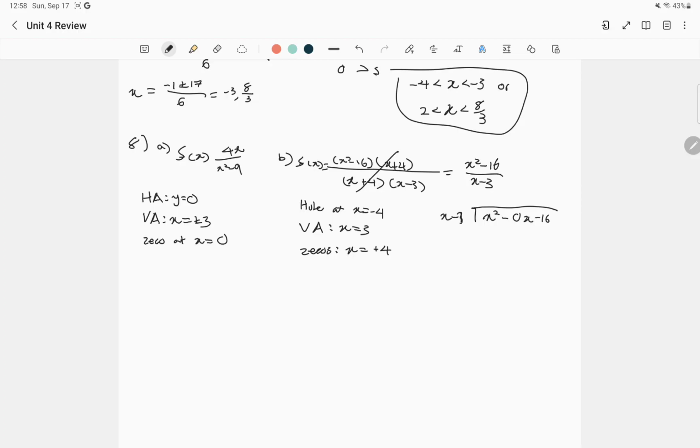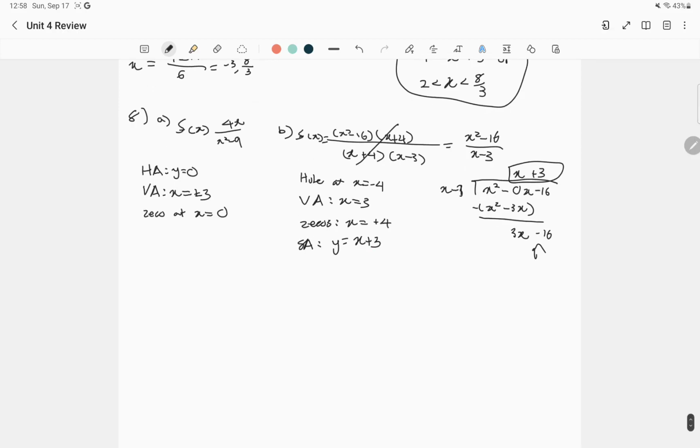So what times x is x squared? X, obviously, so we have 1 minus x squared minus 3x, which is actually plus 3x now, minus 16 over here. What times x gives us 3x? 3, so it's x plus 3 is going to be our slant asymptote. Remember, we don't have to do anything past here, so that's nice. So our slant asymptote is y equals x plus 3. That's all the information you need.